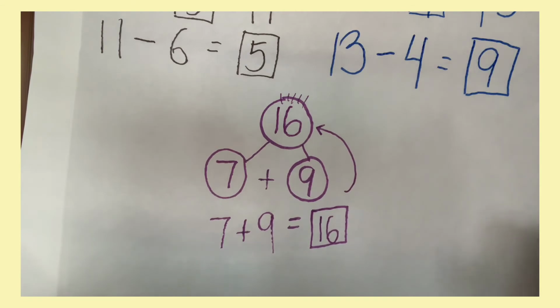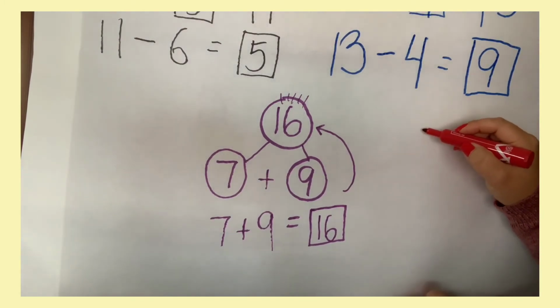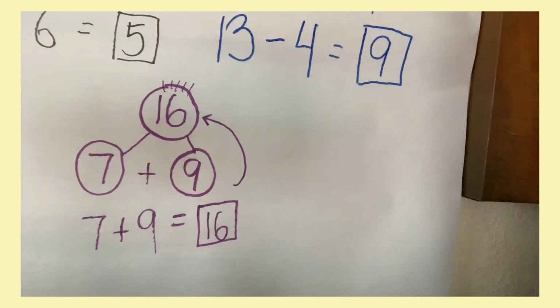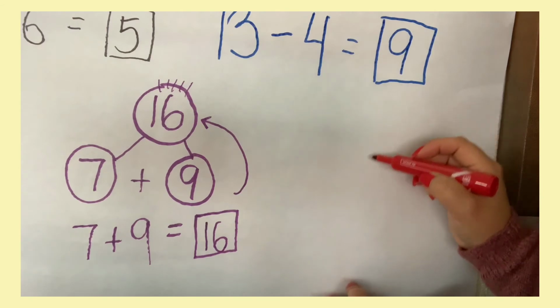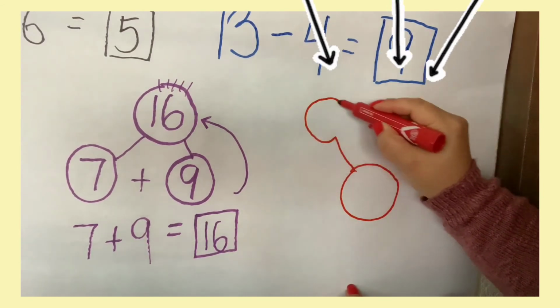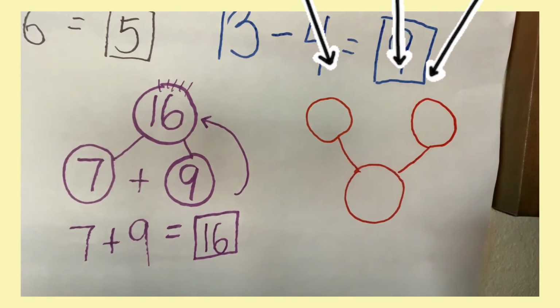Okay? Should we try one with the missing subtrahend? We're basically putting together everything we already learned for the past few days. So I'm going to make another number bond. I'm going to make a side. Ooh, let's do an upside down number bond like this. Okay, so how about I do here? Kind of looks like a Mickey Mouse ear, kind of.